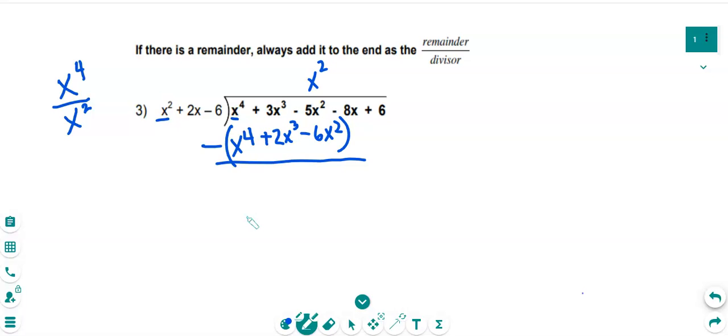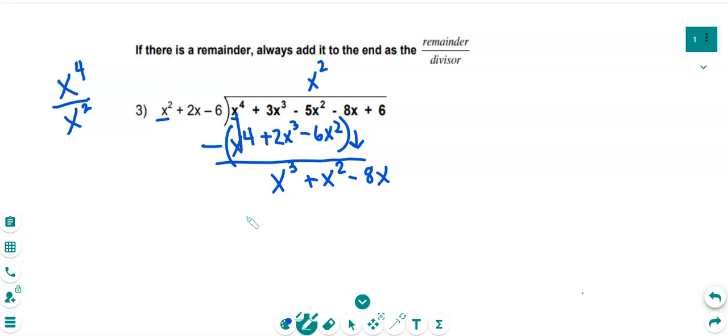X to the fourth minus x to the fourth is 0, so that cancels out. 3x to the third power minus 2x to the third power is x to the third power. And negative 5x squared minus, so that minus is distributed to that minus, so it becomes a plus. Negative 5x squared plus 6x squared is a positive x squared. Then we're going to bring down the next term, negative 8x, and we start the process all over again.